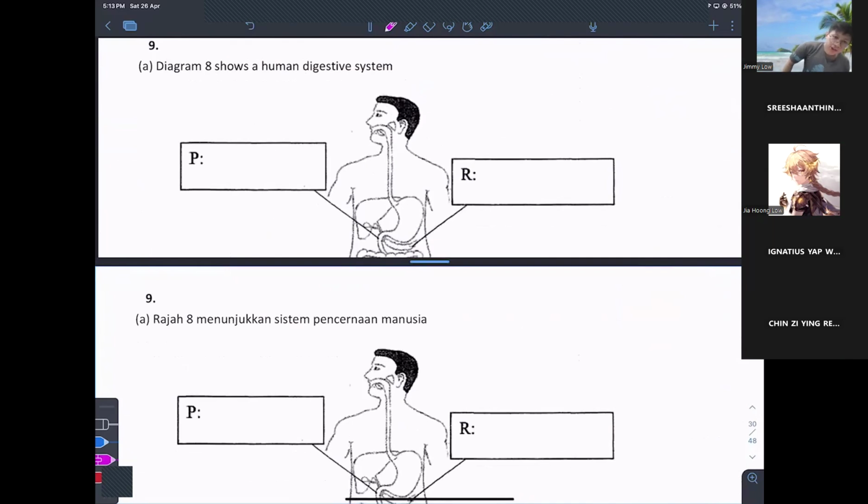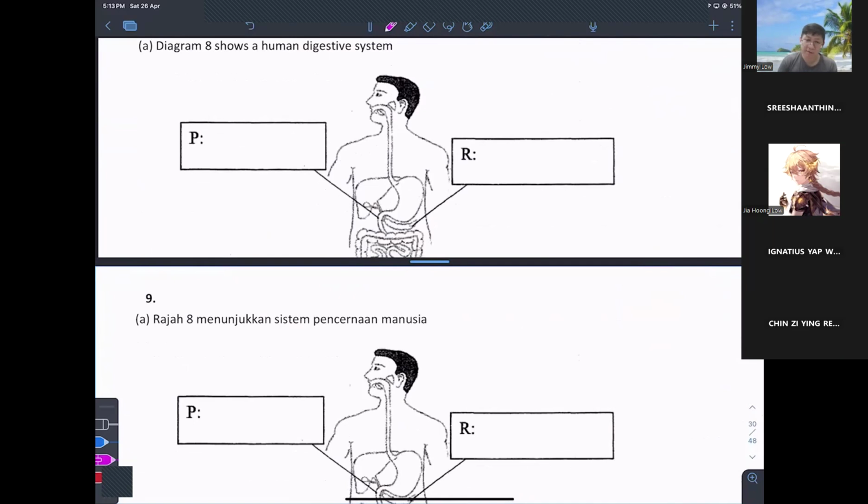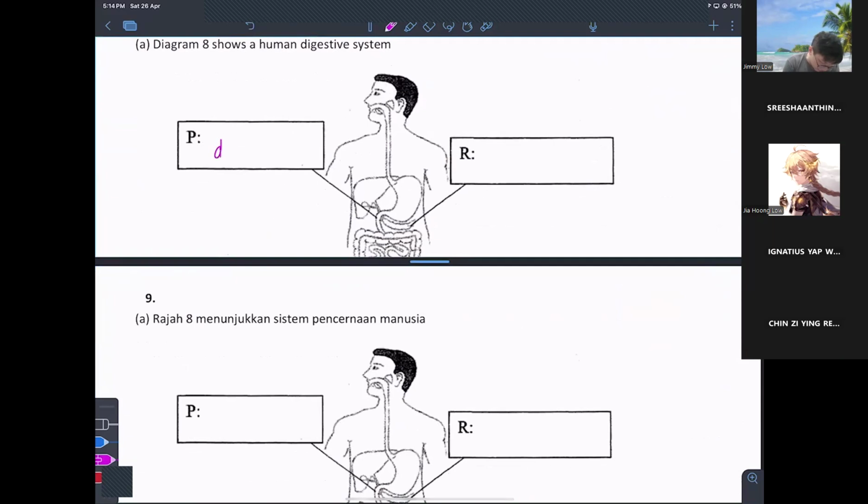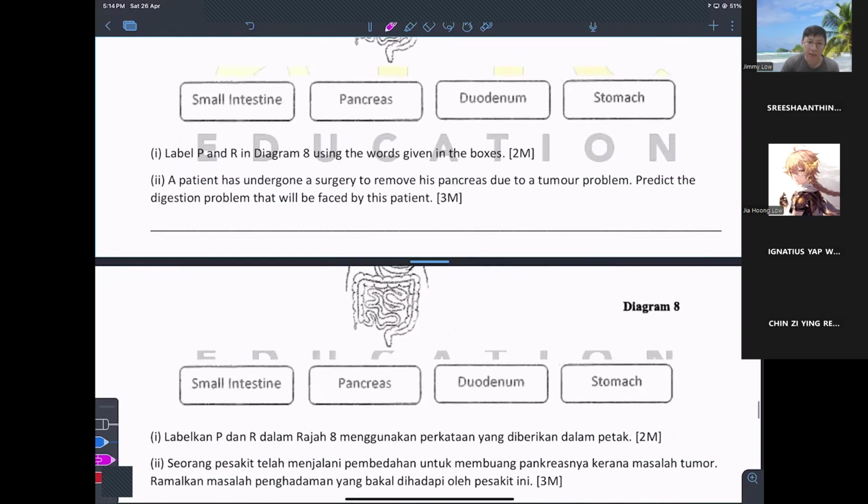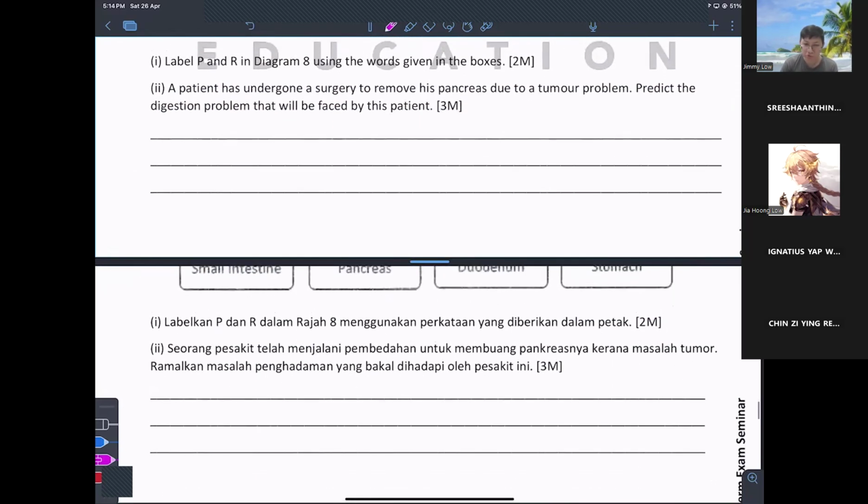Question 9, digestive system. You have to know all the parts here, they are so important. P is your duodenum. Then R is your pancreas. So it comes to the bottom part. After you do all the labelling, do the questions.